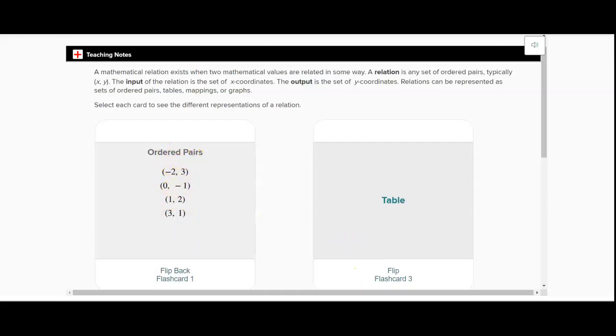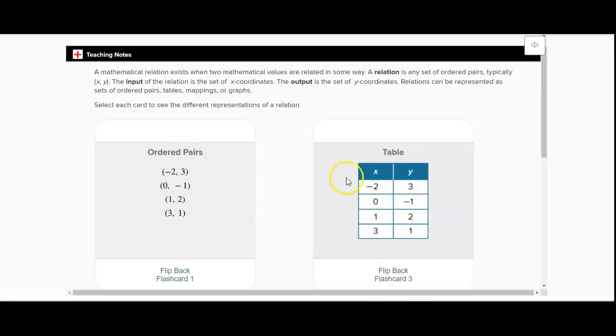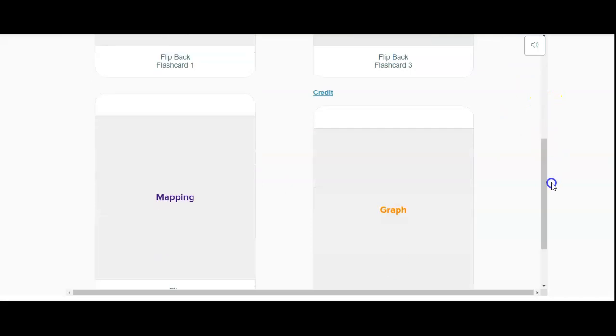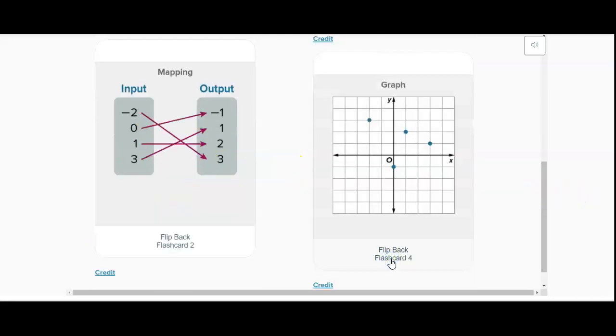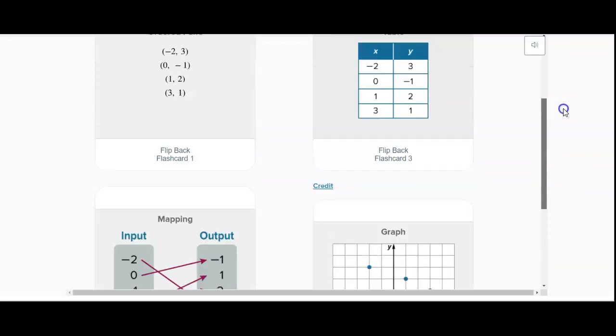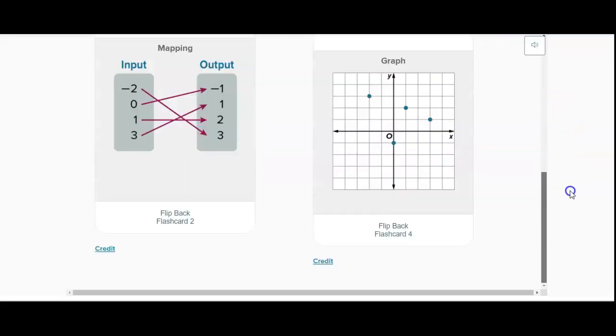We can also take all these ordered pairs and write them in a table. You see all the x coordinates here and all the y coordinates here. We could also write that as what we call a mapping. So each x, we put them in order with each y, and then we draw arrows from the x to the y that it goes with. We can also take those 4 points and put them on a graph. So this is a relation, just any relationship between x and y, whether we write it as ordered pairs, a table, mapping, or graph. And we're going to be looking at all of these in this section here.